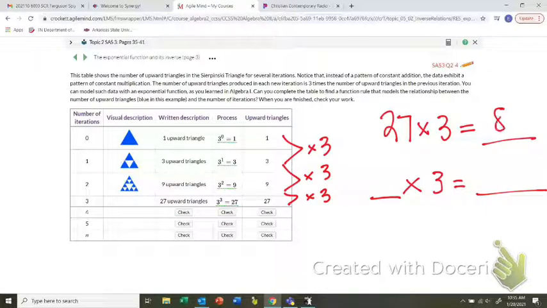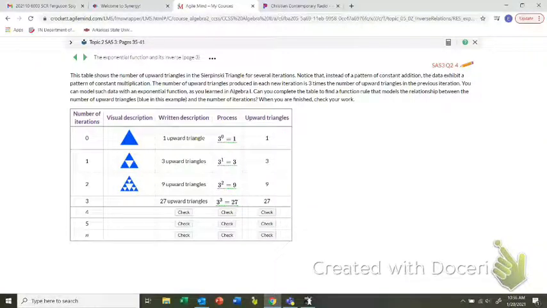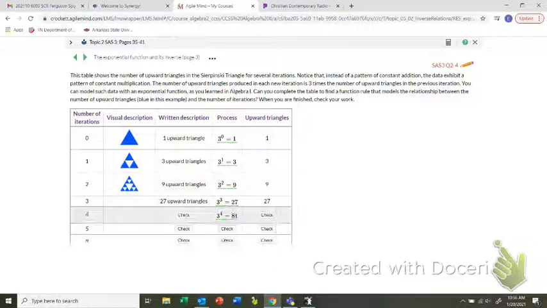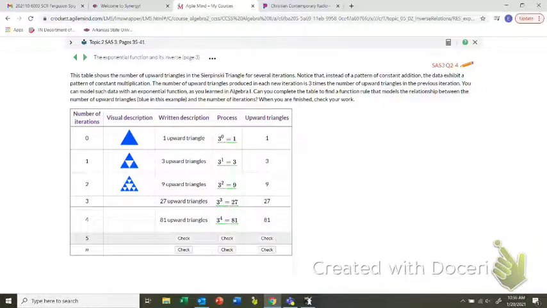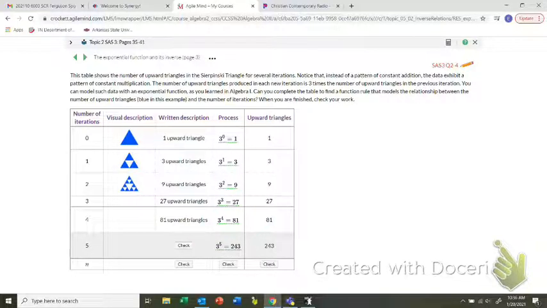So you should have gotten 81, and 81 times 3 is 243. So that would go in our written description and our upward triangles. Now, look at the process. 3 to the 0 power, 3 to the 1 power, 3 squared, 3 cubed. In order to get 81, I would need to say 3 to the 4th. In order to get 243, I would need to say 3 to the 5th.